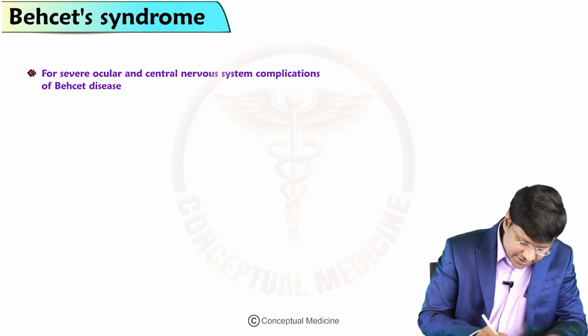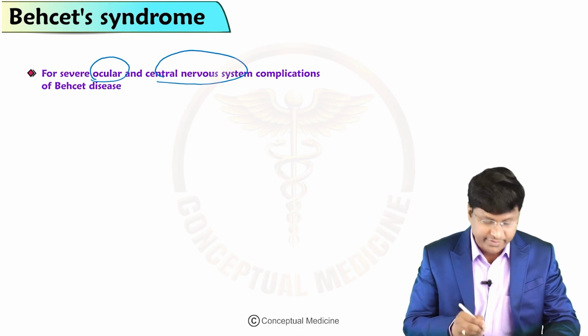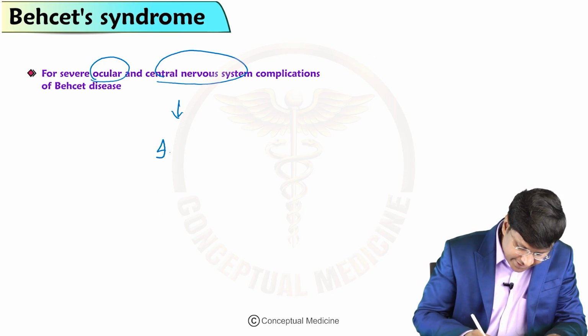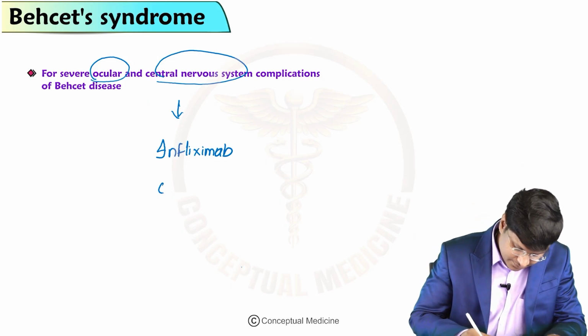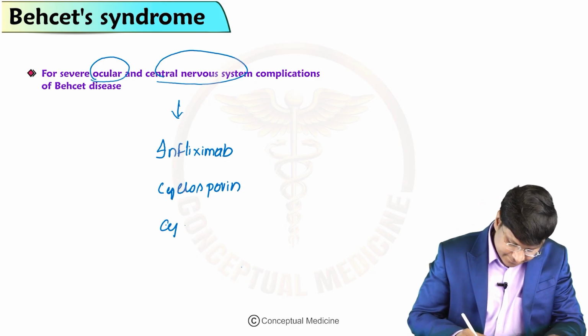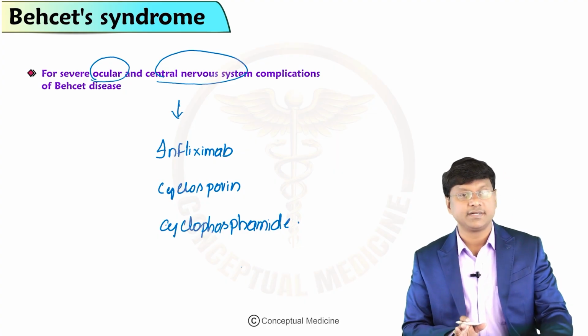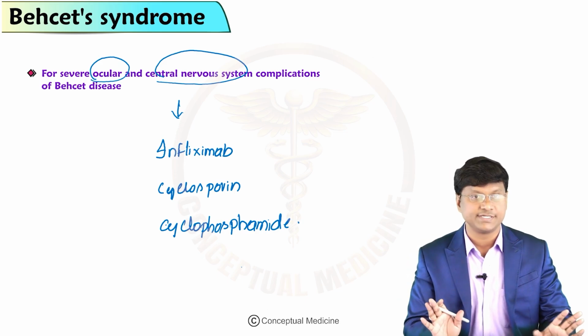And in those individuals with severe ocular and central nervous system complications, what do you have to give? You have to give monoclonal antibodies like infliximab. Another important drug is cyclosporin. Then we have cyclophosphamide. These are the drugs given for severe ocular and central nervous system complications of Behcets.